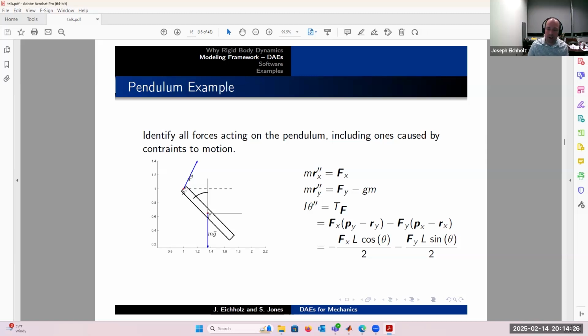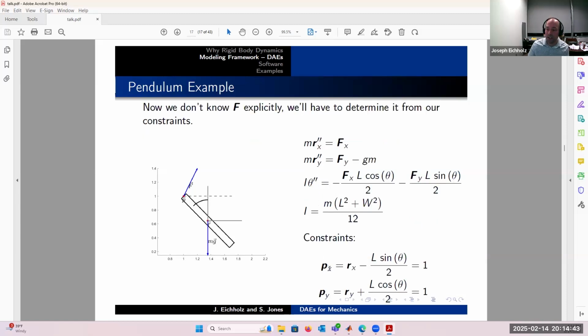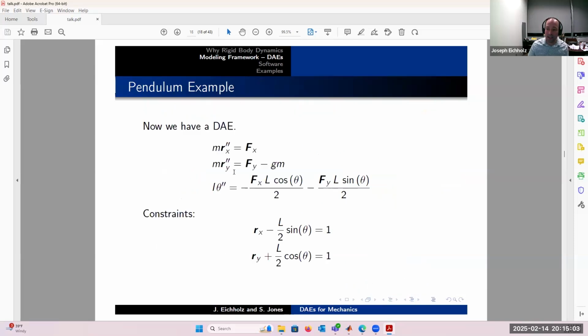It's whatever force is required to keep the end of the pendulum fixed at its pivot point, which I think this time I put at (1, 1). So we know that this end of the pendulum is always going to be at position (1, 1), so we can write that down. We can express that end of the pendulum in terms of our state. And so we know that this quantity here is always going to be 1, and the second quantity, the y coordinate of that end of the pendulum, is always going to be 1. So at this point, now you've got a differential algebraic equation.